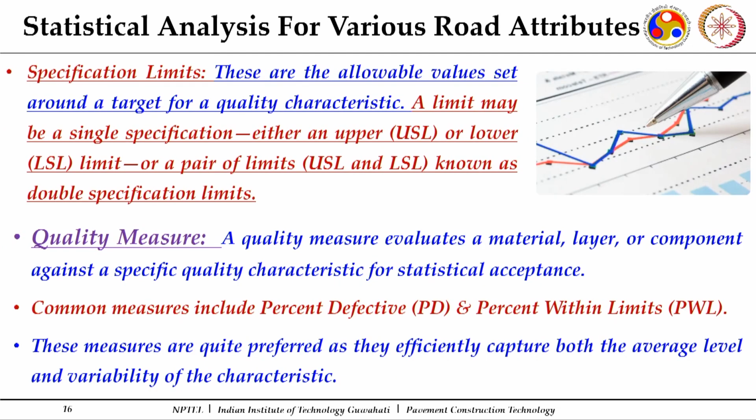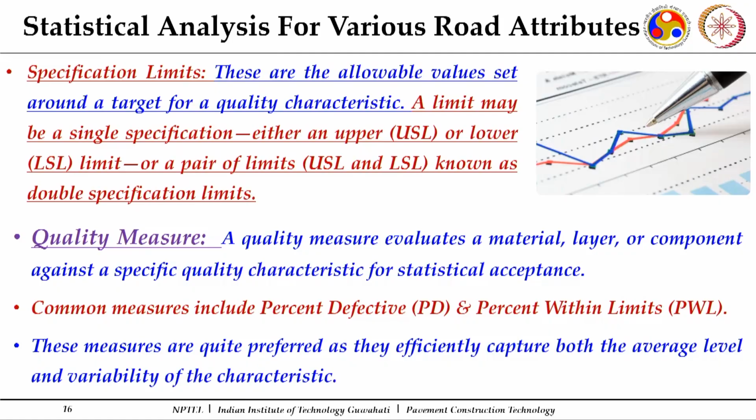Then the second specific requirement, as I mentioned, is that there may be certain characteristics where you require only one limit. For density, for subgrade construction or granular courses construction, my requirement may be 97% of the maximum dry density, or 98% of the laboratory derived maximum dry density. These specification limits are allowable values set around a target for quality characteristics. So, we set certain targets specifically.